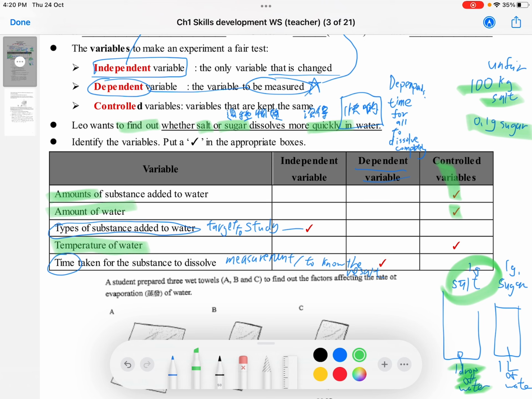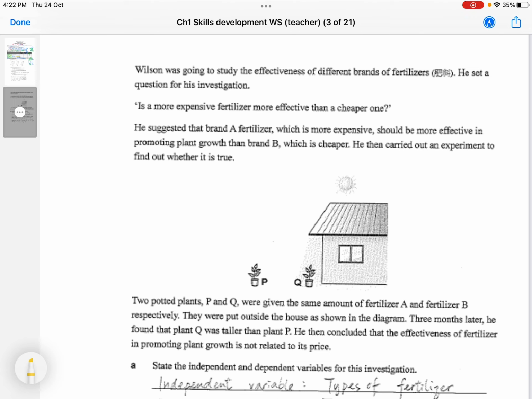Let's go to the final part and study the question, and be reminded that highlight several things. Highlight the target to study, highlight the measurement, and then think of is there any factor that will affect the result. And let's have a look.